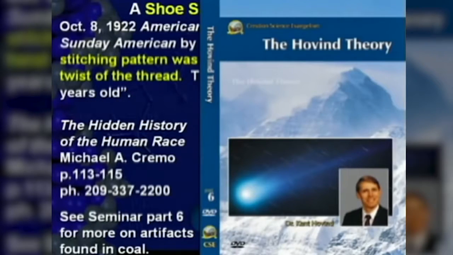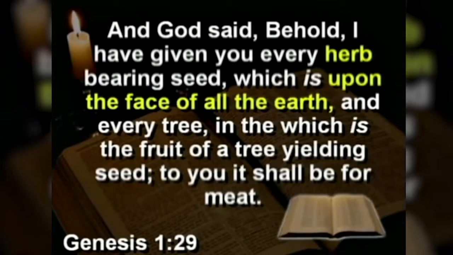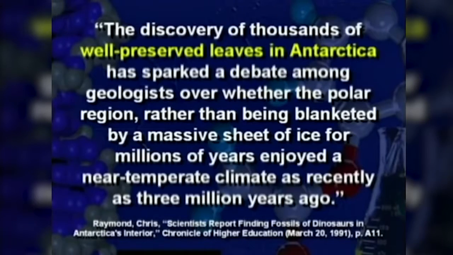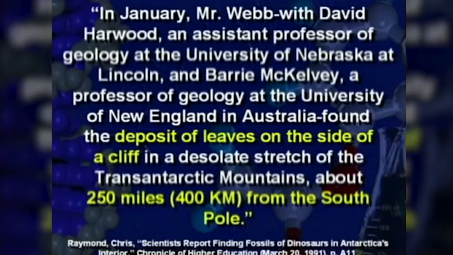But the Bible says there were herbs, that's plants, over all the earth. It's not that way today. 70% of the earth is underwater, for heaven's sake. Okay, that's not covered with plants. The earth was covered with plants when God made it. Did you know they find leaves in Antarctica? 250 miles from the South Pole, they're finding leaves. There are no trees in the South Pole.